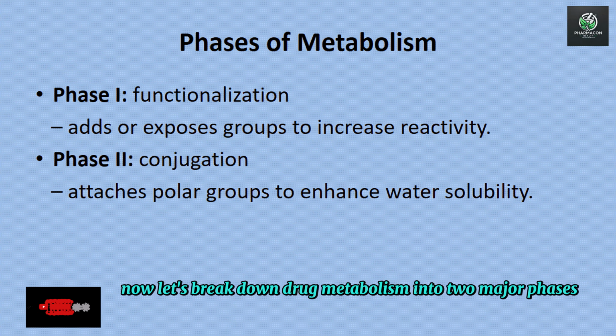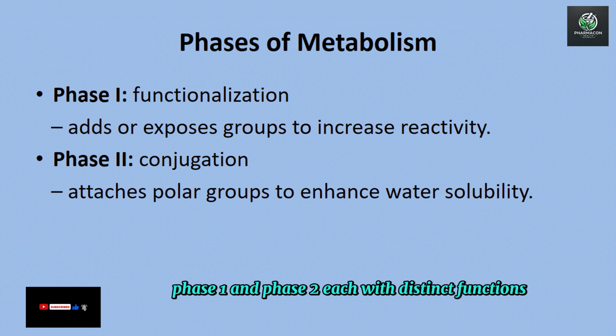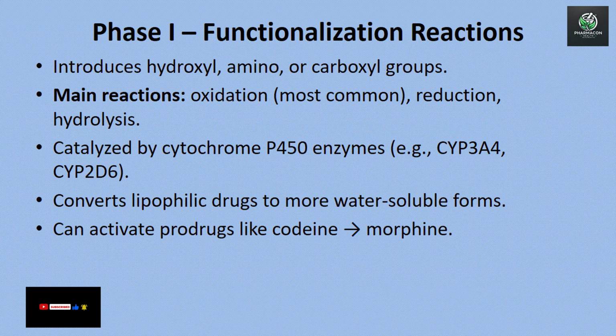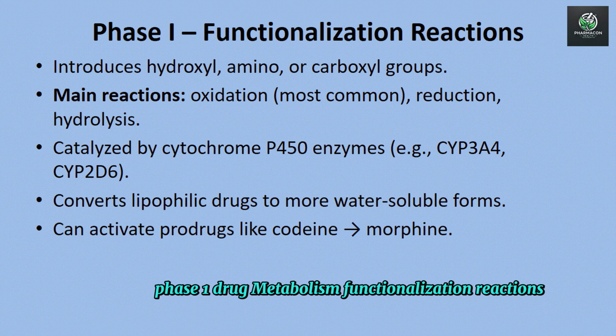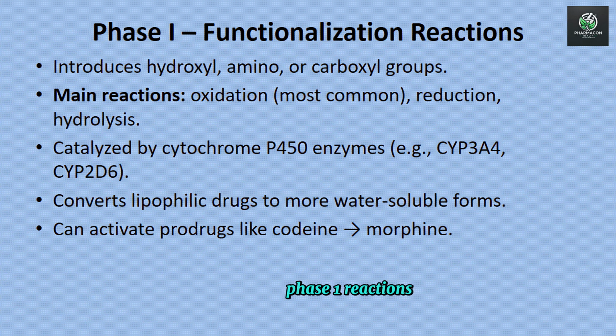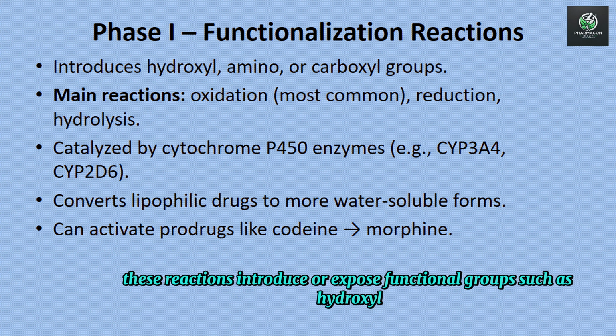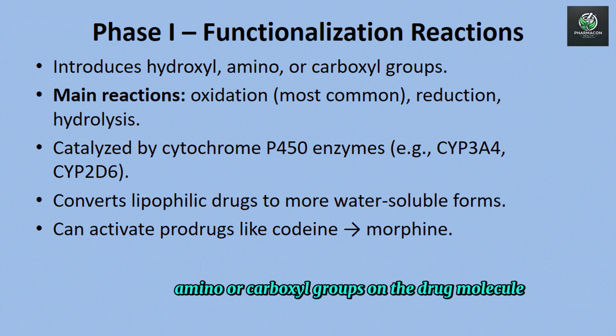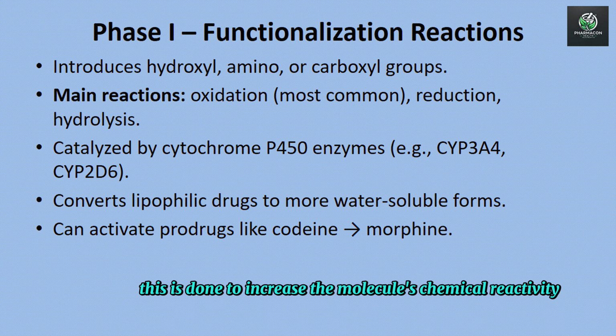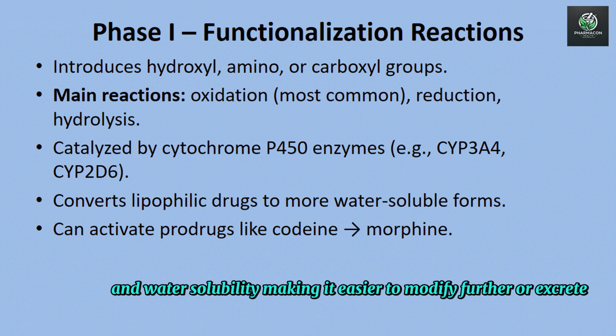Phases of metabolism. Now, let's break down drug metabolism into two major phases, Phase 1 and Phase 2, each with distinct functions. Phase 1 drug metabolism, functionalization reactions. Phase 1 reactions are the body's first step in preparing drugs for elimination. These reactions introduce or expose functional groups such as hydroxyl, amino, or carboxyl groups on the drug molecule. This is done to increase the molecule's chemical reactivity and water solubility, making it easier to modify further or excrete.